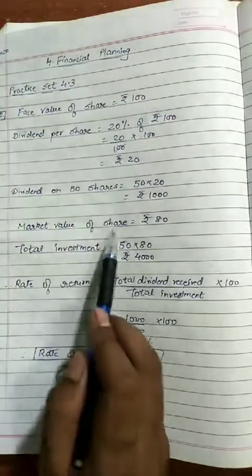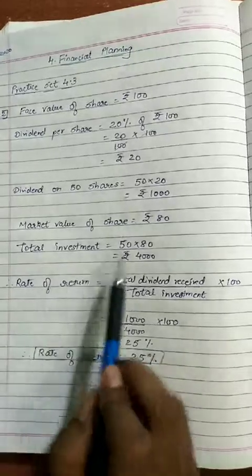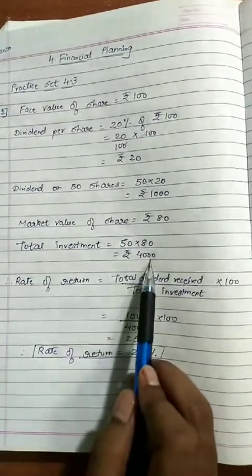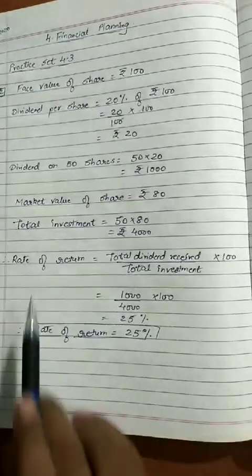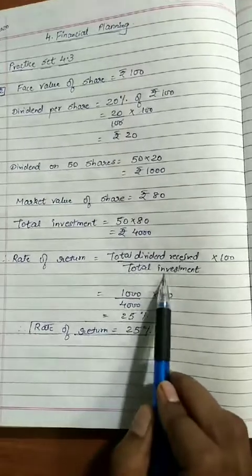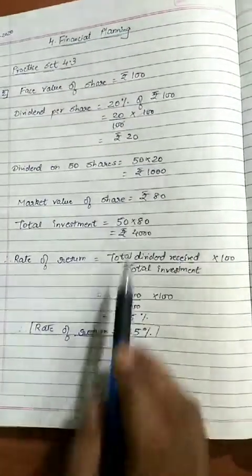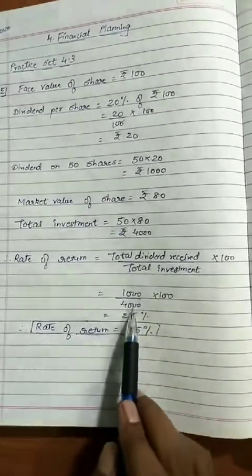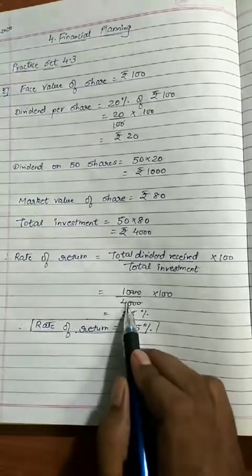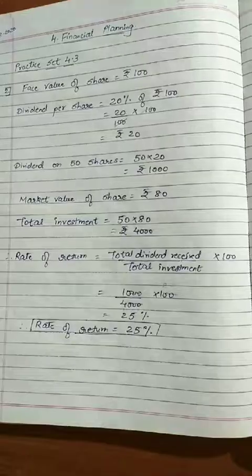And the market value of the share is rupees 80. So the total investment will be these 50 shares into market value, meaning 4000. So the rate of return formula is what? Total dividend received upon total investment into 100. So total dividend received is rupees 1000 upon total investment 4000 into 100. So these zeros will get cancelled. 1s are 1, 2s are 2, 5s are 5, so 25% is the answer.